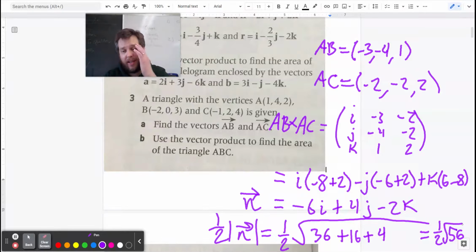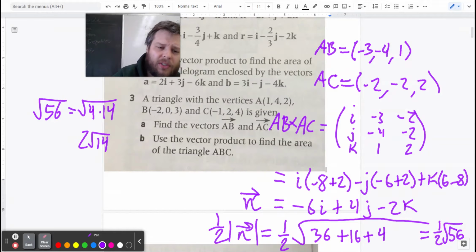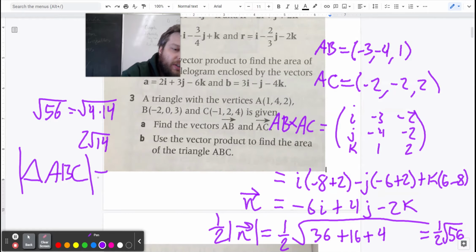That's the exact answer. I'll just take this moment to remind you that you can reduce that because the perfect square 4 is a factor of 56. 4 goes in there 14 times. And so I could write square root of 56 as square root of 4 times 14, which means it's 2 root 14, which doesn't have any perfect squares in it. And so I guess that means that the area of triangle ABC, the area of it, I'll just use magnitude, which is slightly abusive notation, is square root of 14.